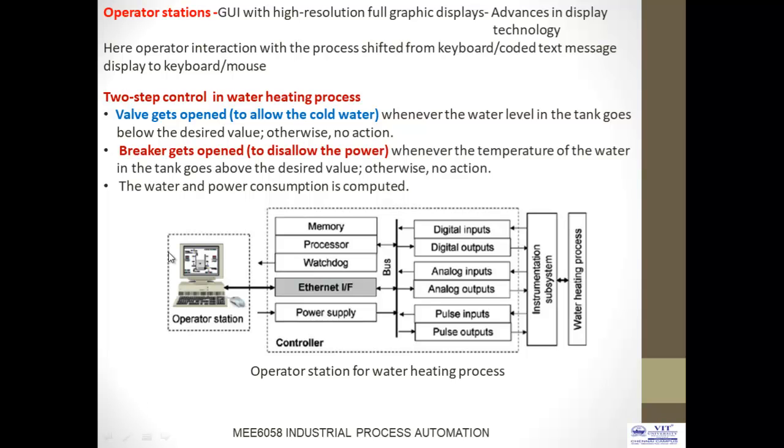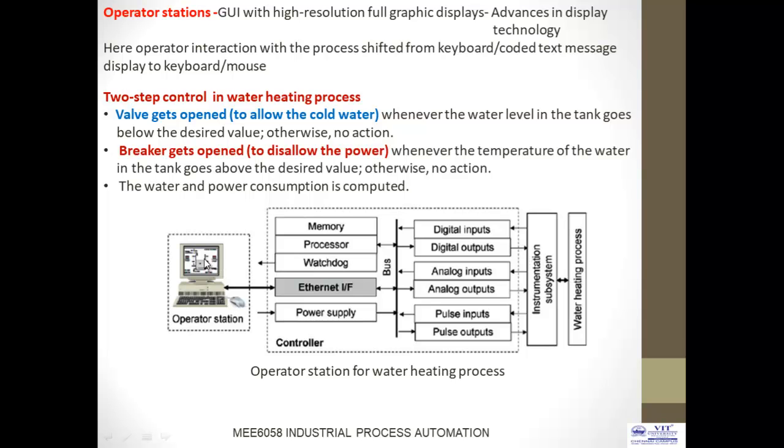So the water and power consumption is going to be controlled here, with respect to the operator station. As I said, we have three substations: the operator substation, the controller substation, and the instrumentation subsystem. The instrumentation subsystem transfers the data from the real process to the operator station, that is, the human machine interface, through the controller substation. So we have different control substations and modules to transfer data between the operator station and the instrumentation subsystems.